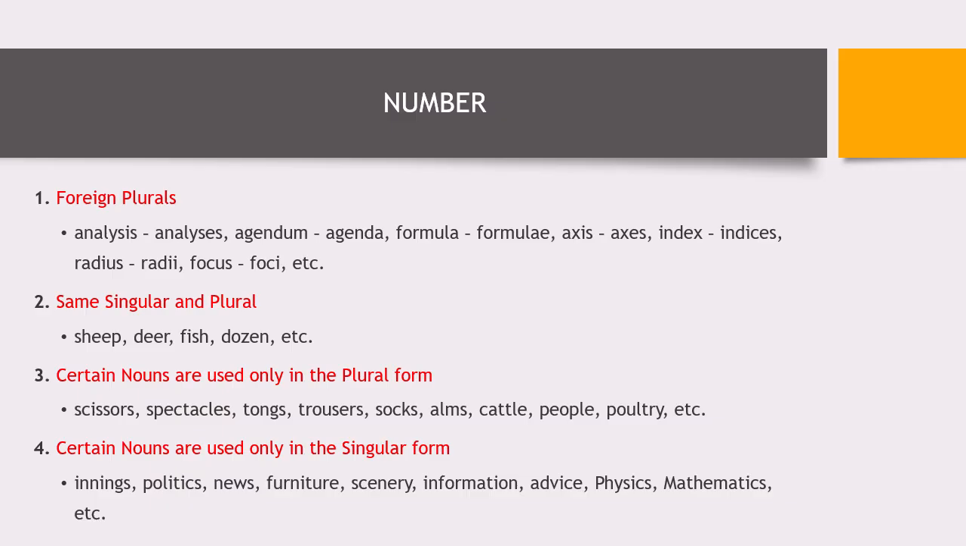3. Certain nouns are used only in the plural form. Scissors, spectacles, tongs, trousers, socks, arms, cattle, people, poultry. 4. Certain nouns are used only in the singular form. Innings, politics, news, furniture, scenery, information, advice, physics, mathematics.